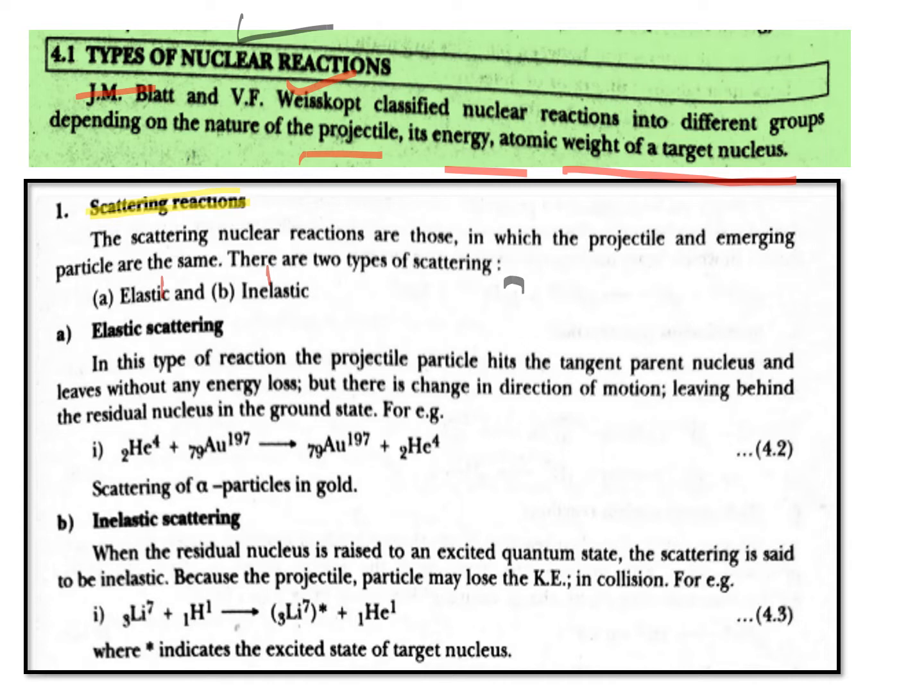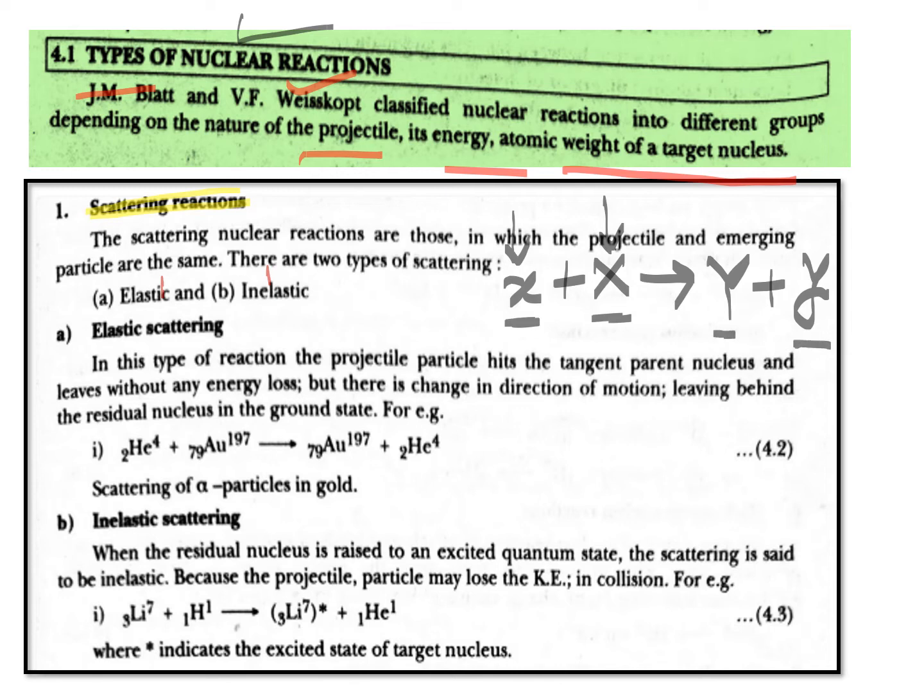First of all, I want to mention here that if we are going to represent any reaction, we use a format like this: x plus capital X, where small x is the projectile and capital X is the target nucleus. Then the product is formed along with the product particle. Small x is the projectile, which is a very small, light particle accelerated by external energy and bombarded on the target nucleus, which is stationary and heavy. After the interaction, it is converted into the product and the product particle.